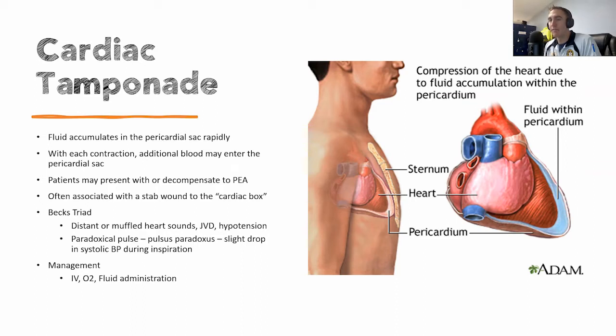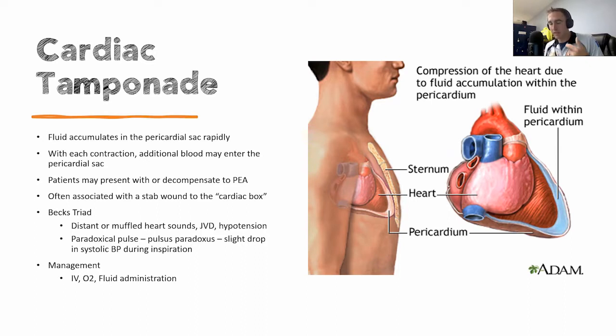be life-saving, really life-saving. Because fluid accumulates rapidly in the pericardial sac, and with each contraction of the heart, more blood can enter. And they usually present with PEA or they rapidly decompensate with PEA. Now, you can get cardiac tamponade from medical causes, from fluid filling the heart. So it's not useful just for trauma, but also for medical.